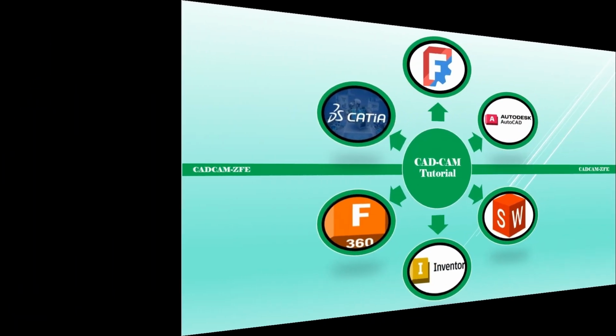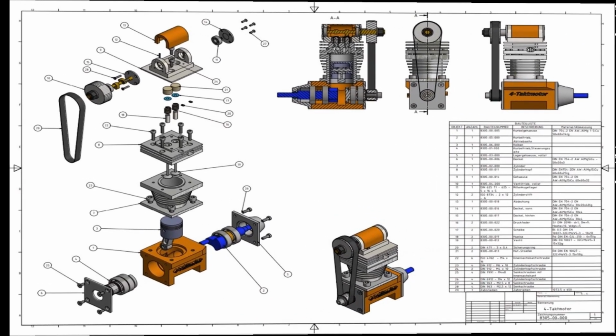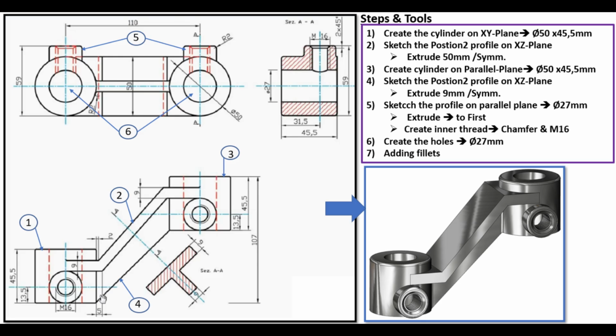In this quick and informative tutorial, I will show you how to create a 3D model from an existing 2D drawing with the help of FreeCAD Part Design tools like Extrude, Cylinder, Hole, Thread, Chamfer, and Fillet. This is the exercise for today: we need to convert this 2D drawing into a 3D solid part. As you know, there are several ways or steps to create this 3D solid part.